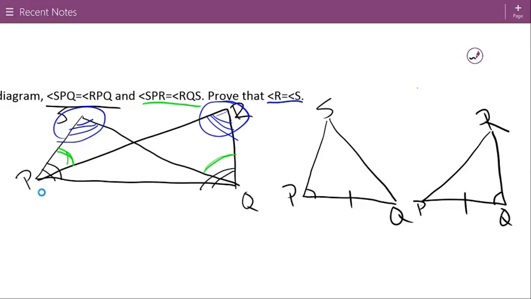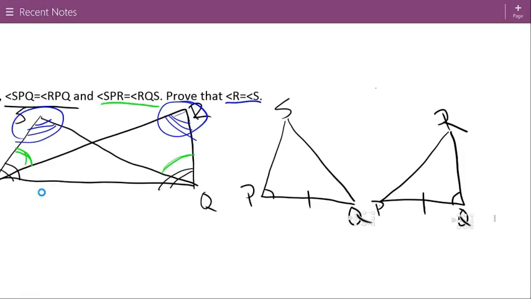complementary parts. Oh, sorry, cat on my lap. To these triangles. Okay. Sorry, cats.